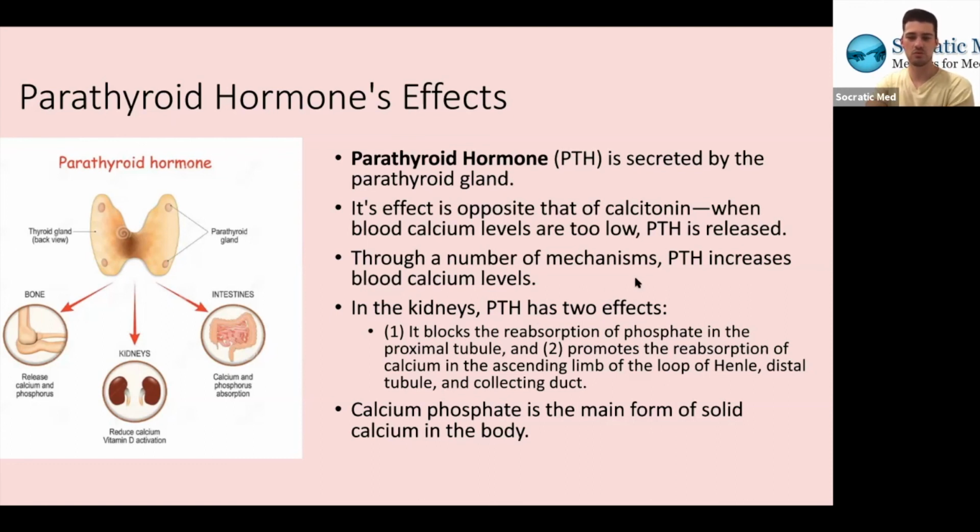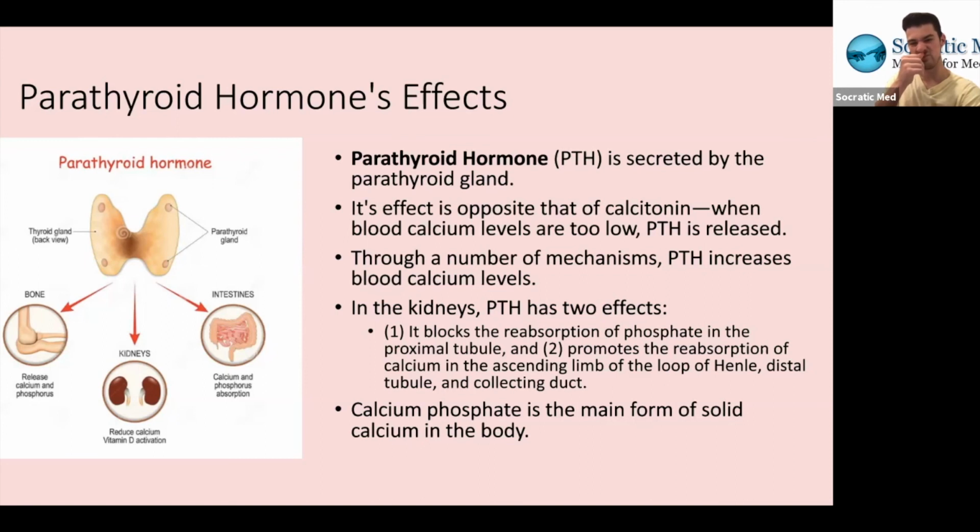It blocks the reabsorption of phosphate into the proximal tubule, and it promotes the reabsorption of calcium in the ascending limb of the loop of Henle and the distal tubule and the collecting duct. So it's important to understand also why blocking the reabsorption of phosphate in the proximal tubule helps increase blood calcium levels. So calcium phosphate is the main form of solid calcium in the body. So when calcium and phosphate bind, it precipitates out of solution and it becomes solid. So calcium phosphate is basically what your bones are made of.